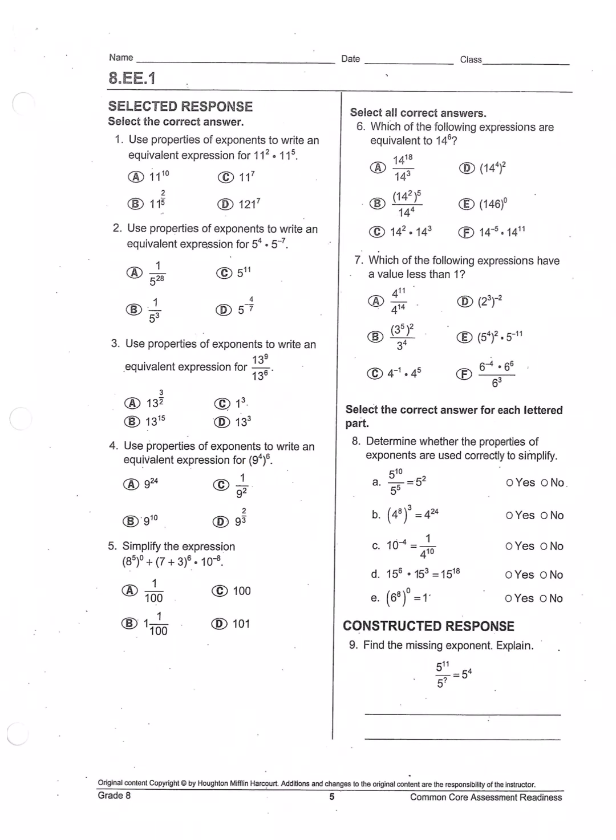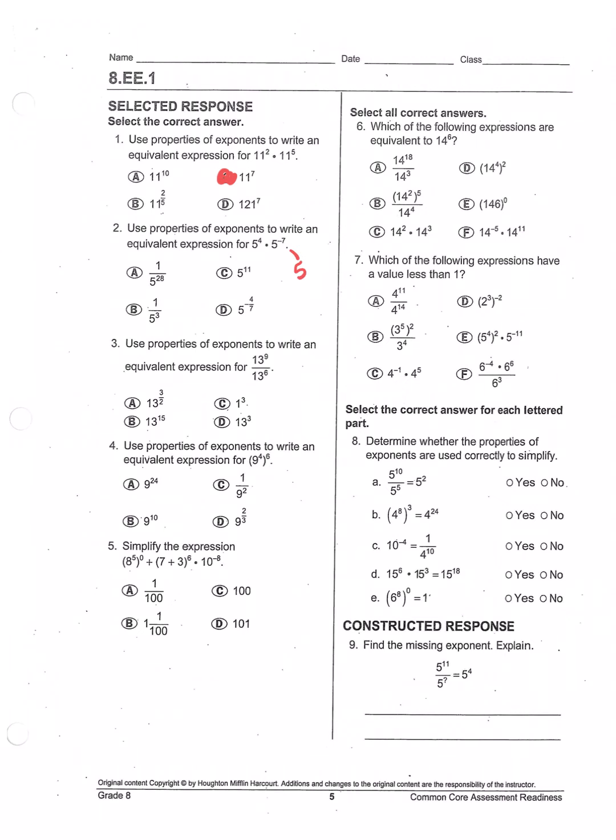All right. Use properties of exponents to write an equivalent expression for 11 squared times 11 to the 5th. You just use the base and add exponents. It would be 11 to the 7th. Number 2, use properties of exponents to write an equivalent expression for 5 to the 4th times 5 to the negative 7.